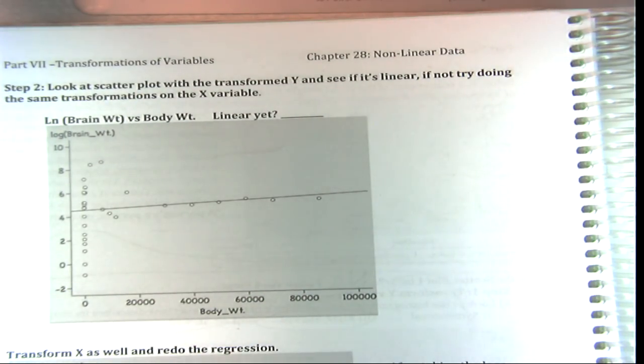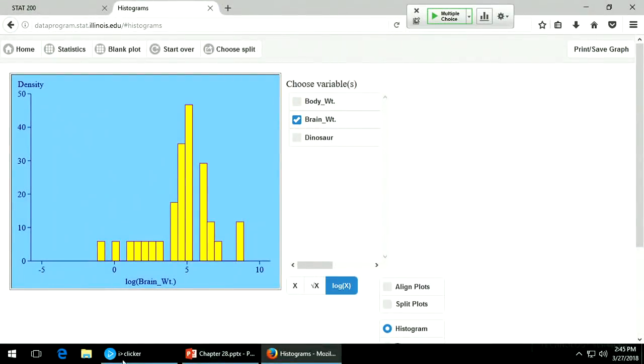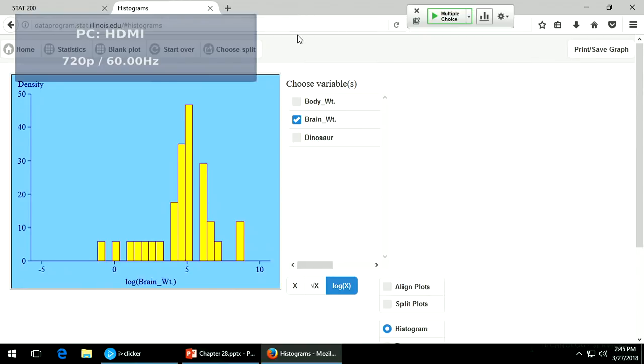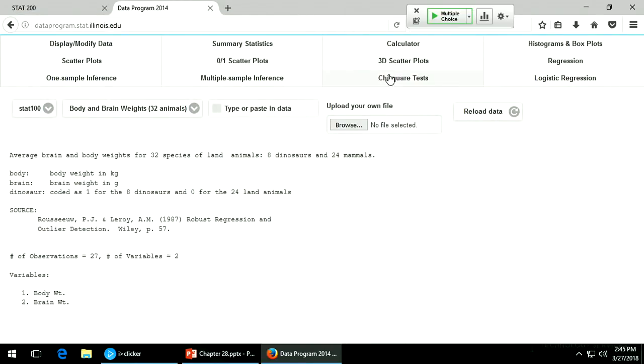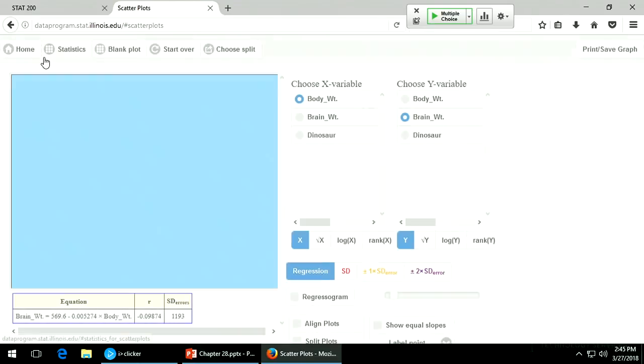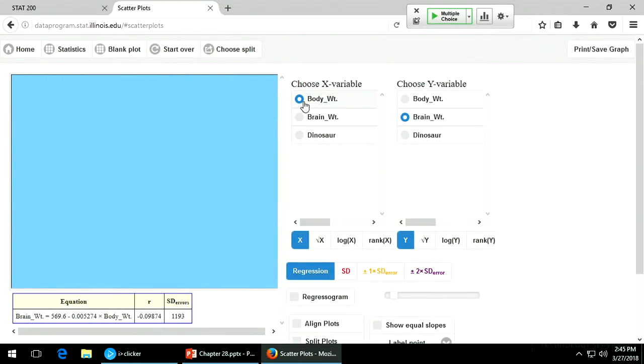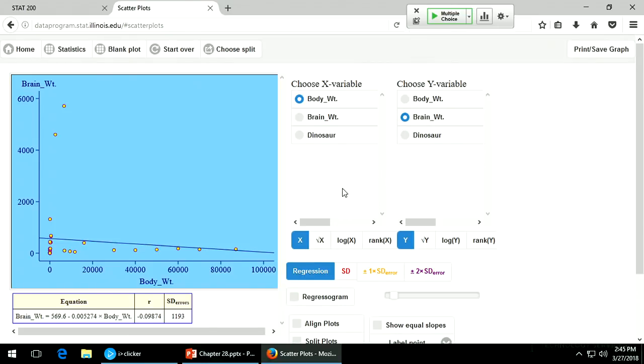It's more fun to do it on the program. So let's just go back to the program. So here, we're going to go back to the program and do it here. So we're going to take that scatter plot and we're going to say body weight on the x and brain weight. All right, now what have we done so far?